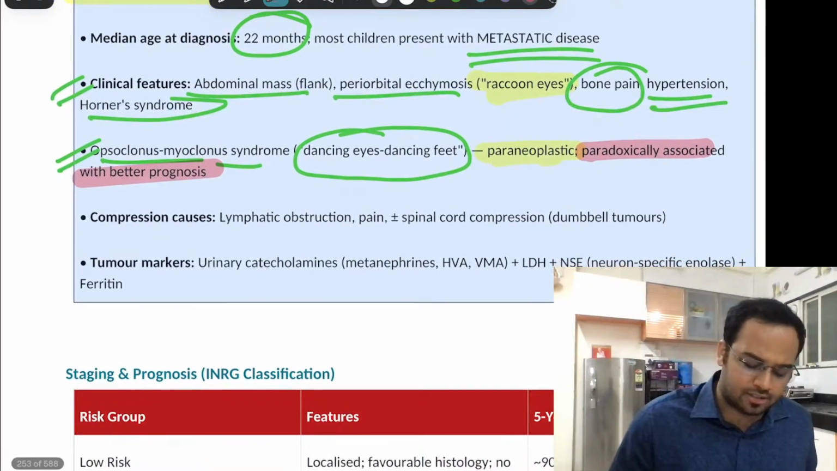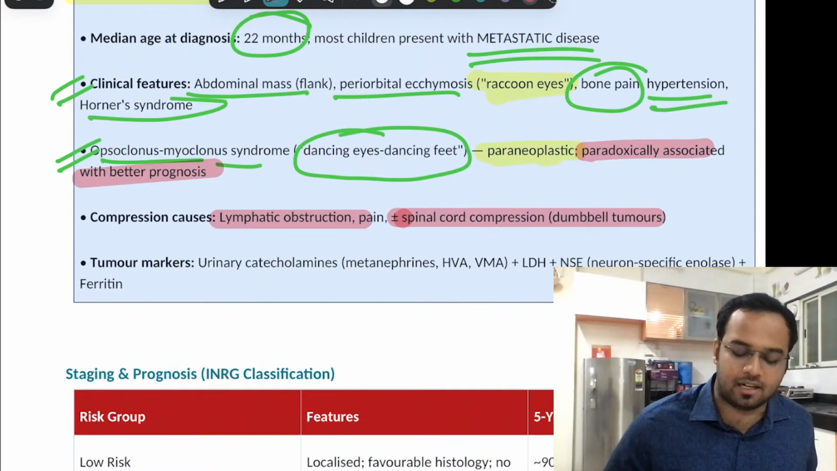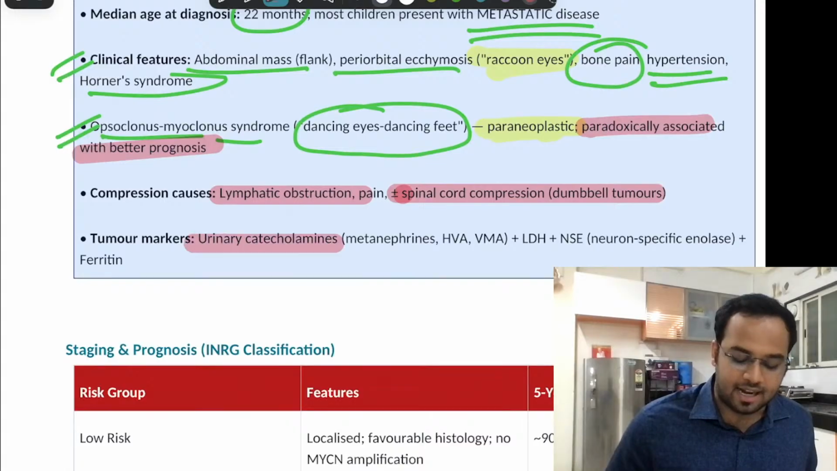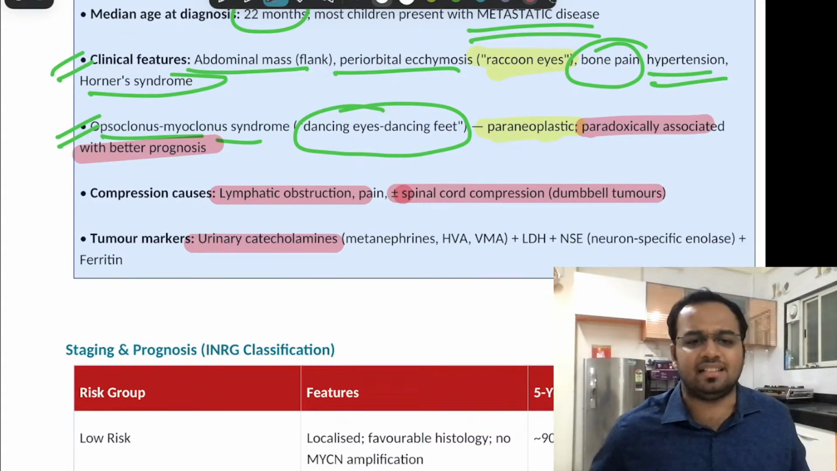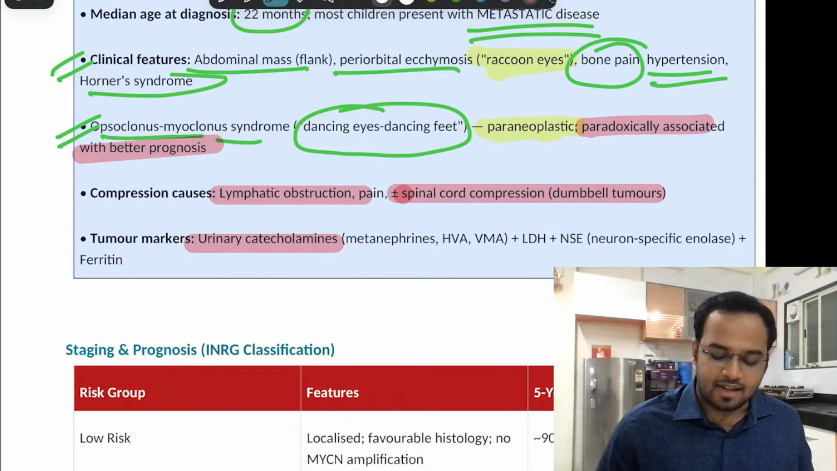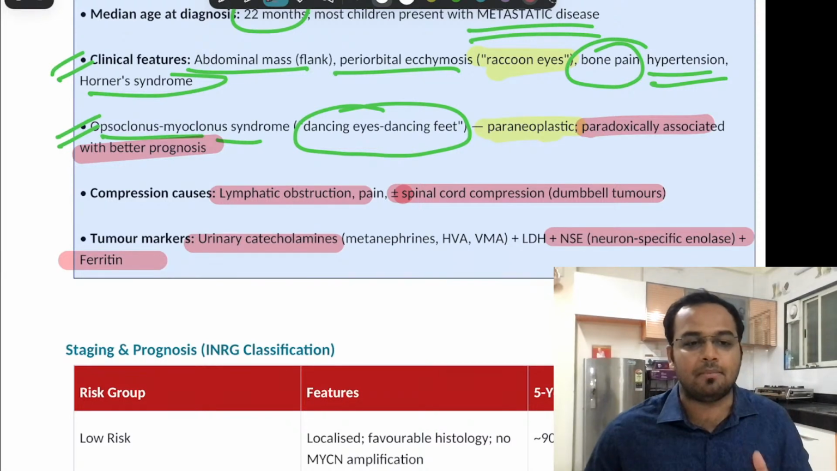Compression causes, it can cause lymphatic obstruction, pain and spinal cord compression. Tumor markers, so urinary catecholamines are very much important here. We have already seen that क्या करना है diagnosis के लिए, any neuroendocrine tumor first is the biochemical diagnosis, and then you can also go for what is called as a neuron specific enolase or ferritin. So these are all the biochemical markers of the tumor.